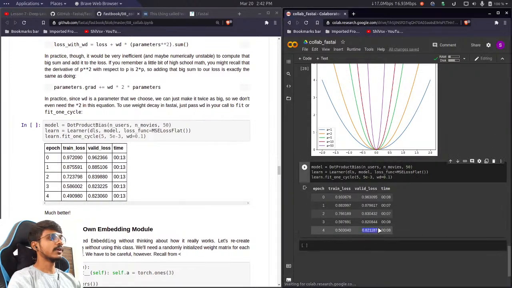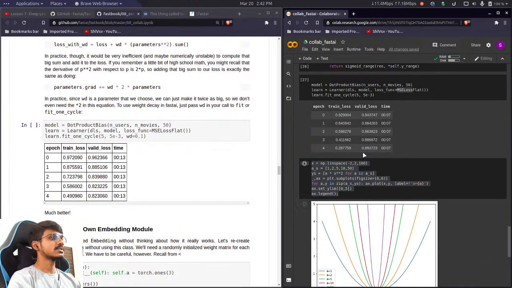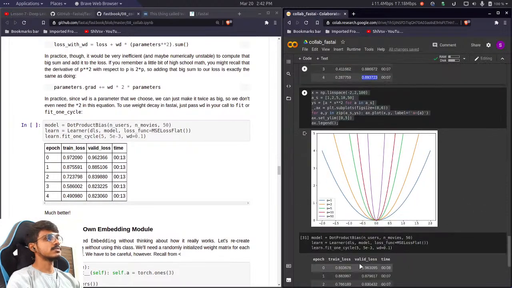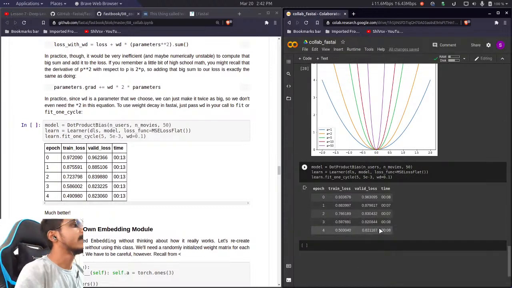Cool, we got 0.82 and previously we got 0.89, so this is better than the previous.